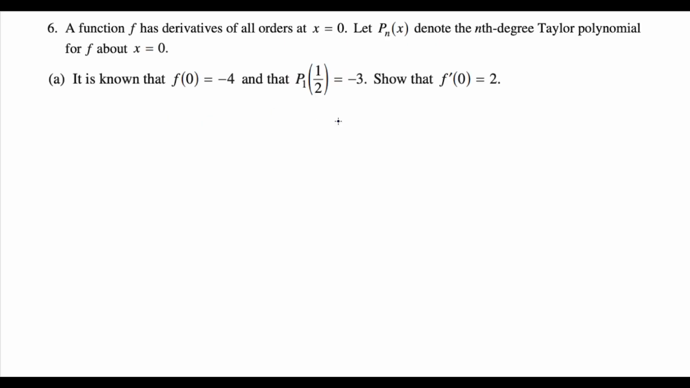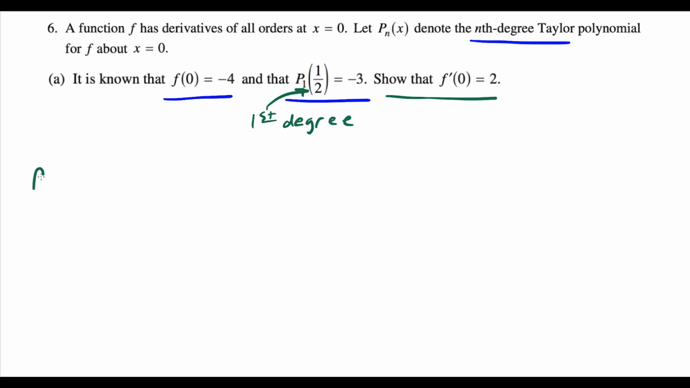So let's get started. So we have P sub n of x is the nth degree Taylor polynomial centered about x equals 0. So it could also be called the Maclaurin polynomial. And we're told here it's known that f of 0 is negative 4, p sub 1 of 1/2 is negative 3, and this is what we have to show. And for this one here, one thing that jumps out right away is that this is first degree. So we have a first degree polynomial.